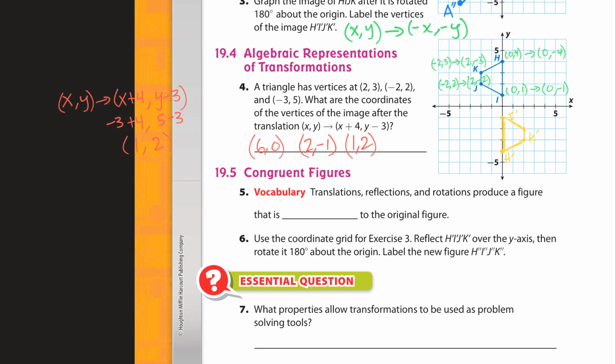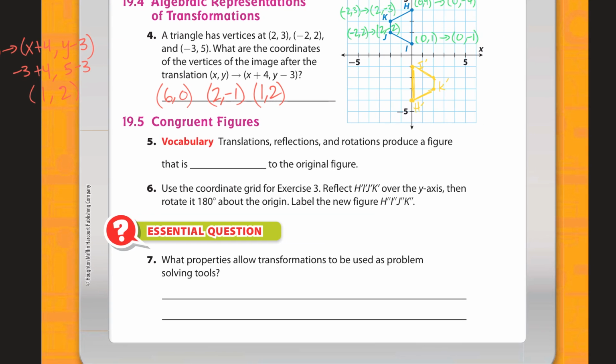Okay. Vocabulary. Translations, reflections, and rotations produce a figure that is congruent. Yeah, they are the same, congruent. Same size, same shape. That's what congruent means to the original figure. And use a coordinate grid for exercise 3. Reflect H prime, I prime, J prime, K prime over the y-axis, then rotate 180 degrees about the origin. Label the new figure H double prime, I double prime, J double prime, and K double prime.